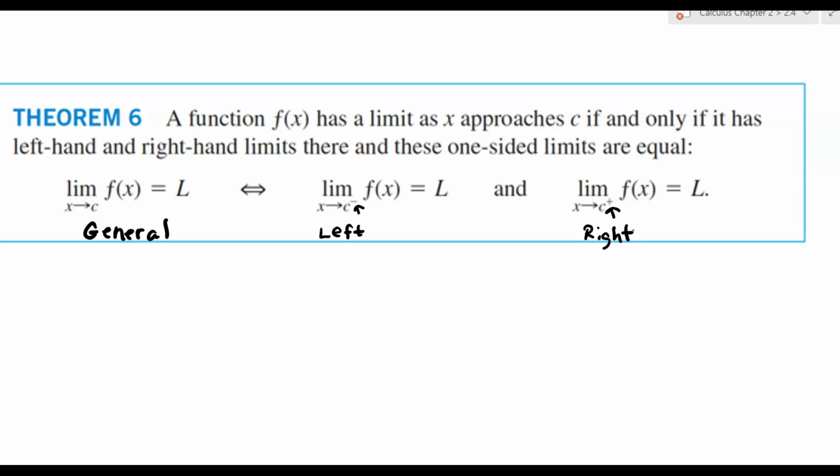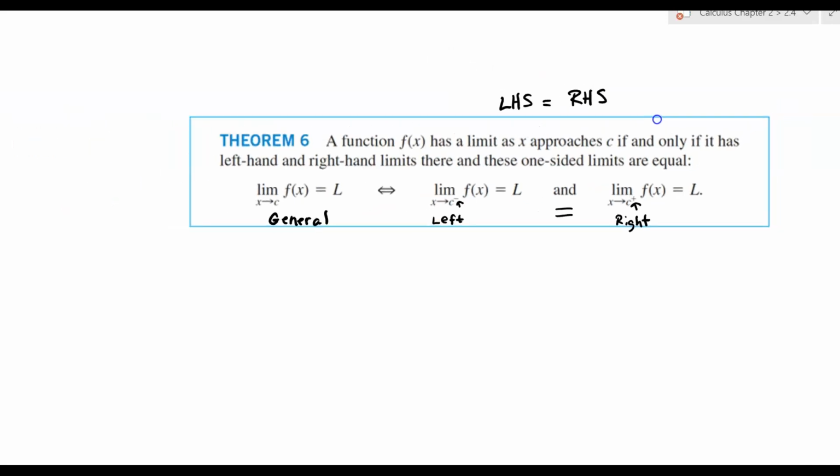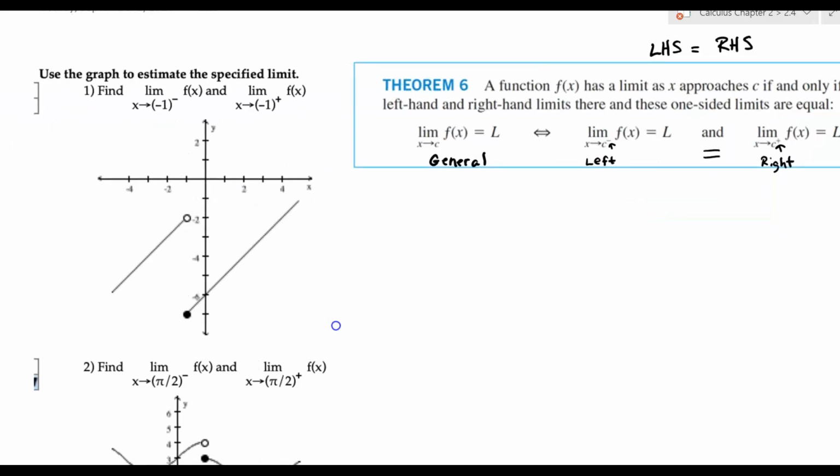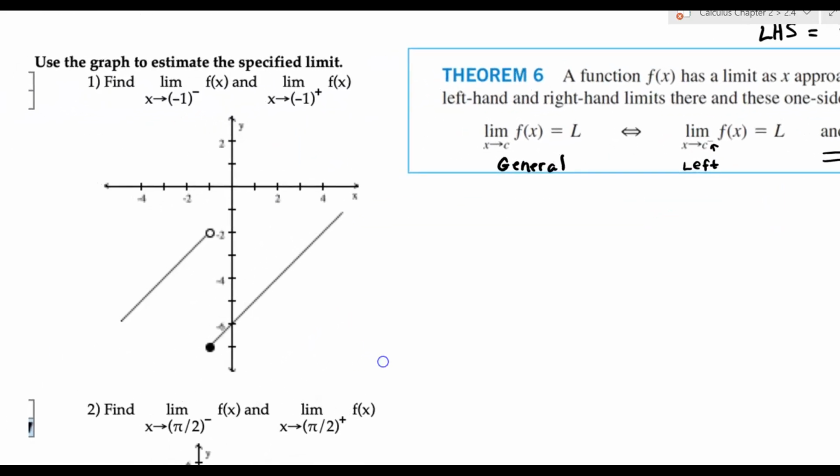What happens is that a limit in general exists if and only if these two limits, the left and the right, are equal. They must be equal. What I tell my students is the left-hand side has to equal the right-hand side. So when you're looking at a limit in general, you have to make sure that the left and the right are the same. All right, so let's take a look at some examples, and then we'll try to make some sense of this. Let's take a look at the first.